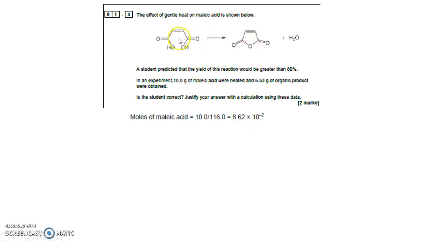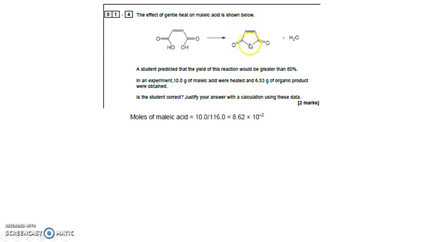So in a perfect world, if I get 100% of this, I'm going to get the same number of moles that I have of this. I'm going to get 8.62 times 10 to the minus 2. It probably won't work out that way, because in an experiment you never make 100% of something, you lose something along the way. But let's use 8.62 times 10 to the minus 2 moles of this, if I make 100% of it, and let's use its MR to work out the mass of this that I could have made.